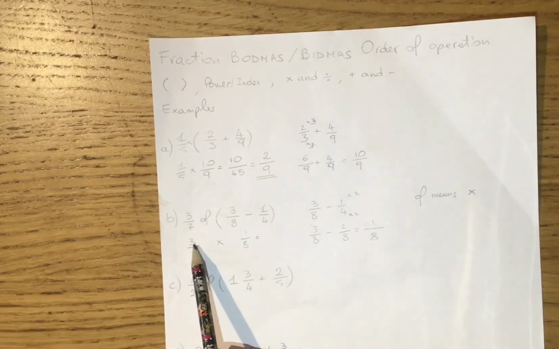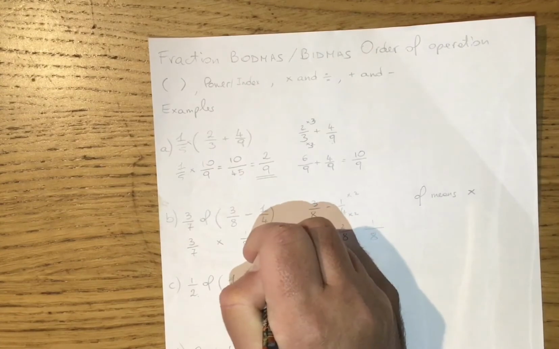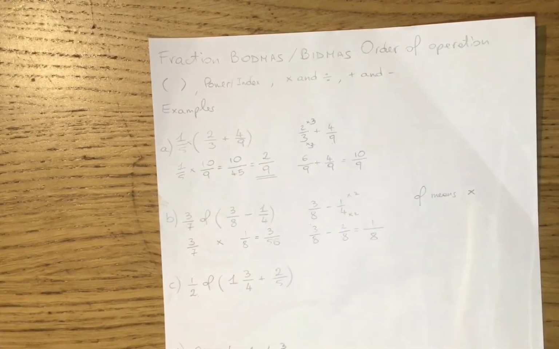The same as we've done there, we times the numerator with the numerator, so 3 times 1 is 3, 7 times 8 is 56. And they are not in the same times table, so this is the final answer.